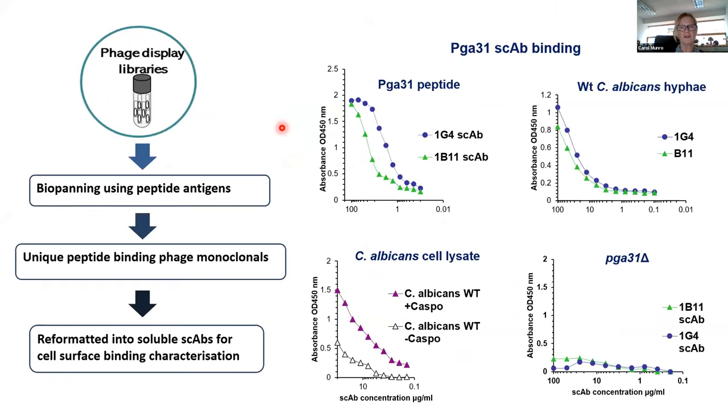So here's some examples of the ranking that we did. This is our PGA31 single chain antibody fragments that we can show binding, and these are ELISA results, binding to our PGA31 peptide. We could show binding to whole Candida albicans hyphae, and also in cell lysates where we treated the cells with caspofungin, we could see stronger binding of the antibodies to those caspofungin treated cells. And also no binding in our null mutant to show the specificity of the antibodies.